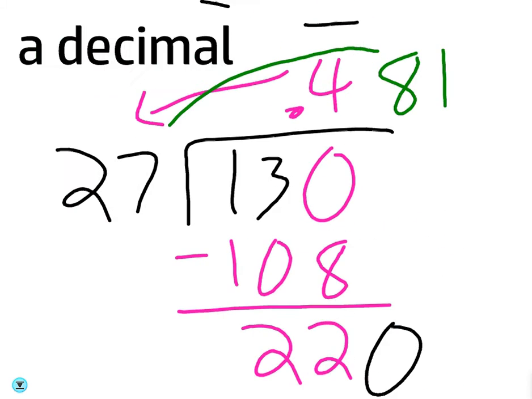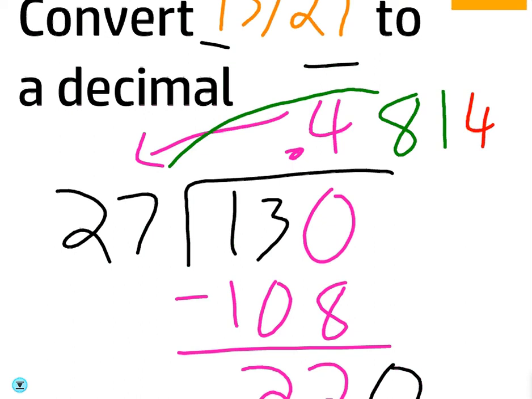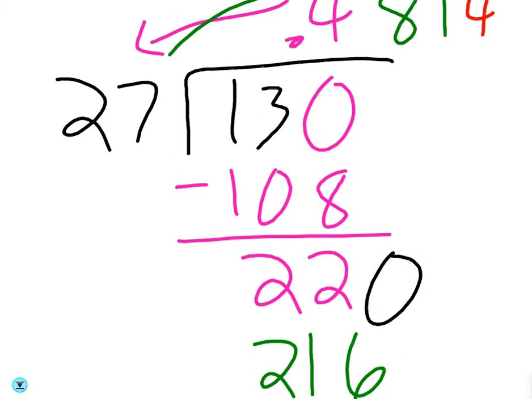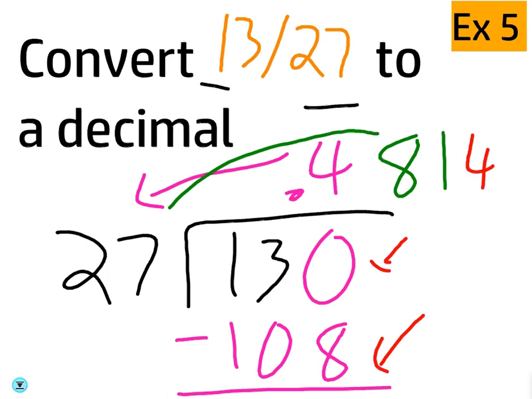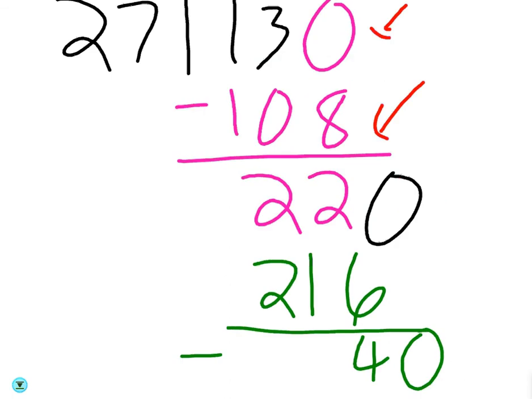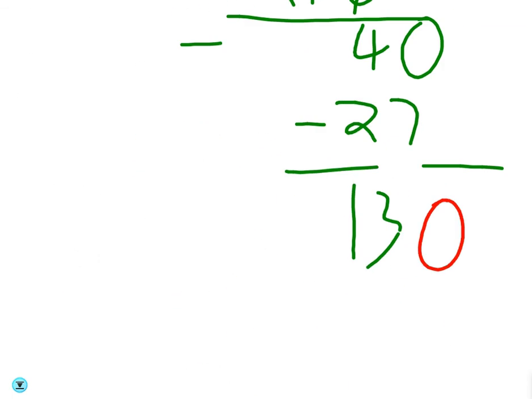Four again, right? So that's where we see it repeat, at the 4. Again, we notice if we get the same thing again, if we get 130 again, then we're going to repeat, right? And we're going to get the same decimals back. So just put the bar right here, and then we can erase that last 4 because we know it's going to repeat. So final answer, 13 over 27 is equal to 0.481 repeating.